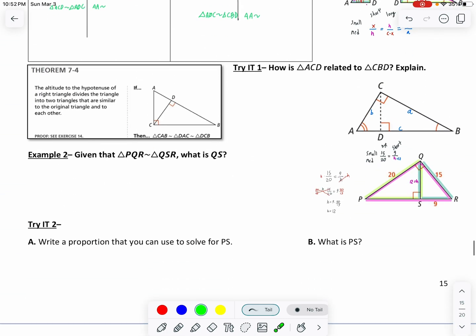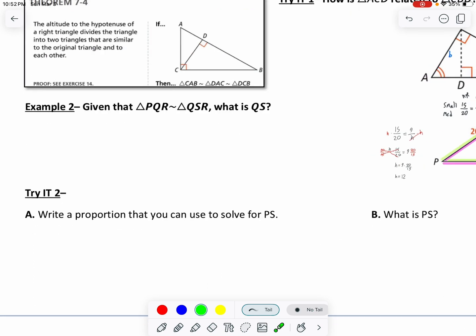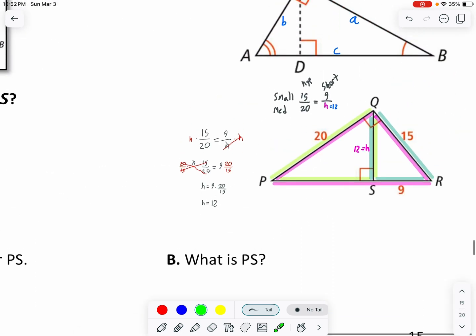All right, so let's go through the second one, and we're going to see if we can solve and find those missing lengths. By the way, here's the try it too. It says, write a proportion that you can solve for PS. So how can we solve for this length? Well, that's the long leg in our right triangle. So in our medium triangle, I can compare it to the long leg in our small triangle. So let me go ahead and do that.